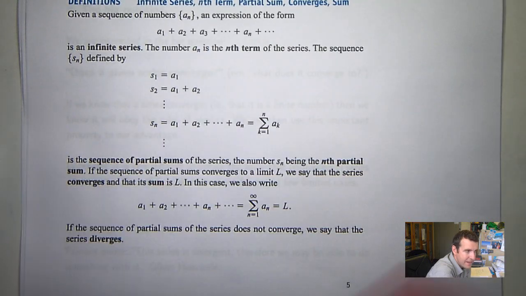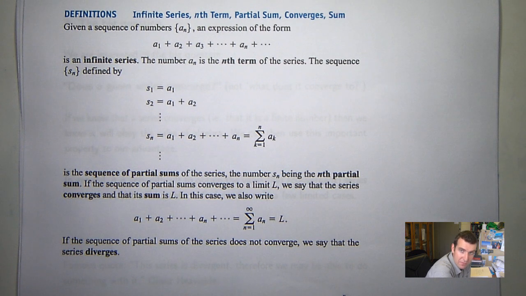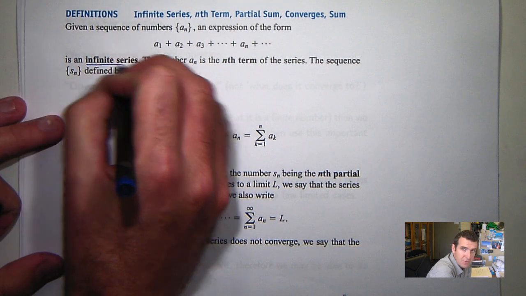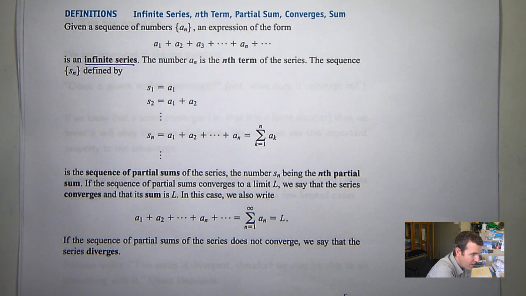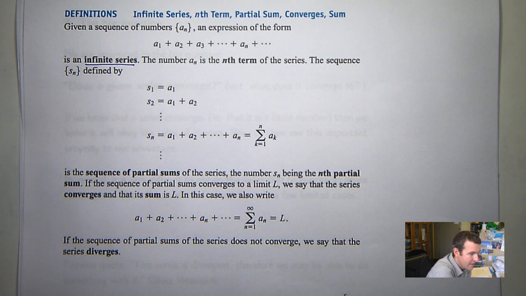Alright, so here's basically all the definitions that you need on the one page, just for reference. There are some important ideas here. We've defined an infinite series. We call a sub n, a sub little n, the little nth term of the series. And you can see how I've built this sequence of partial sums, S sub n, which I've defined down here. It's called a sequence of partial sums.